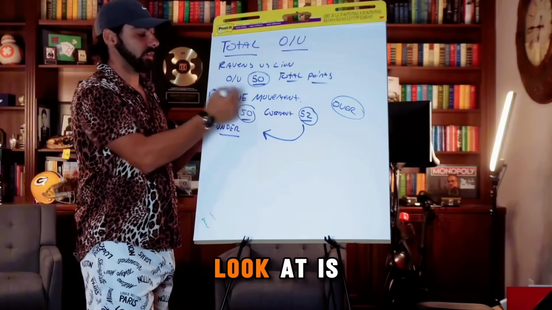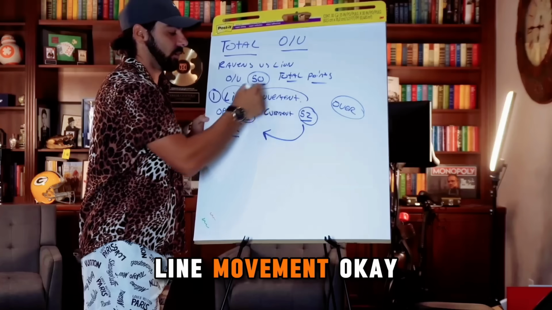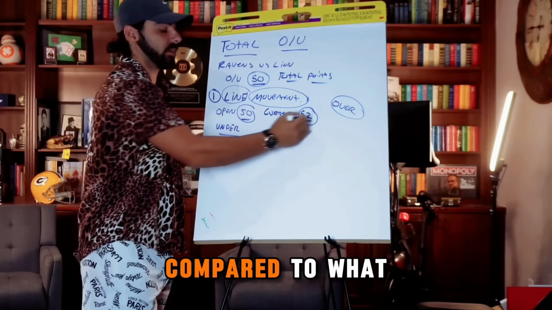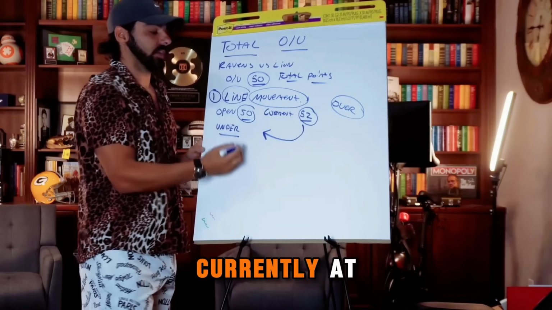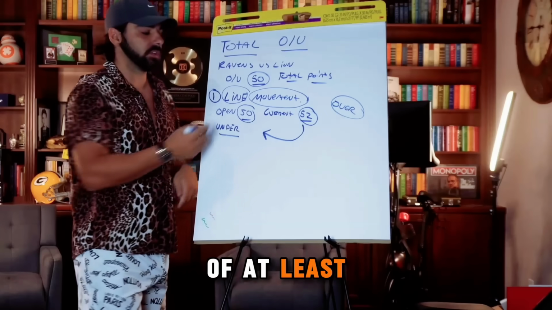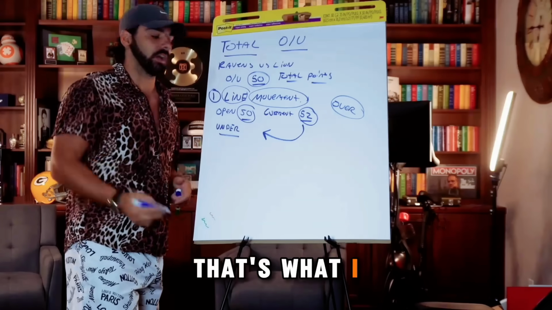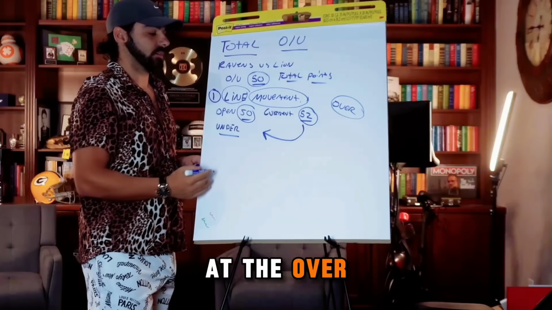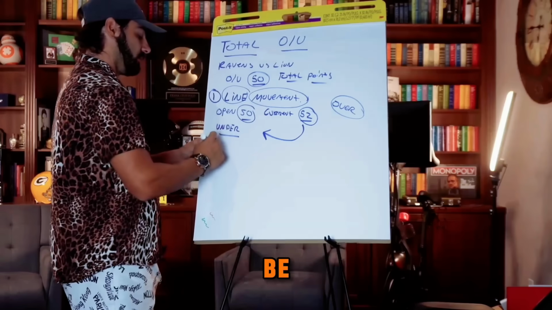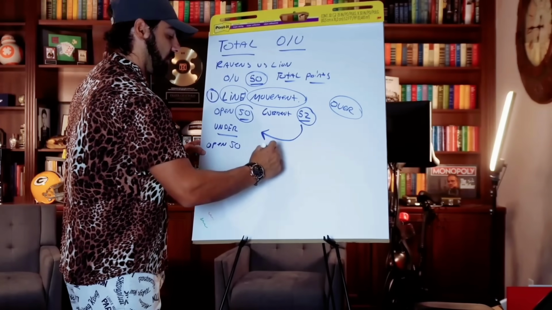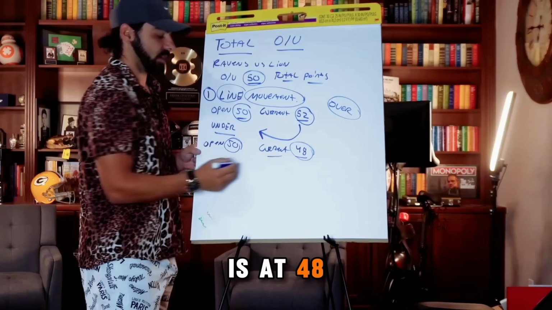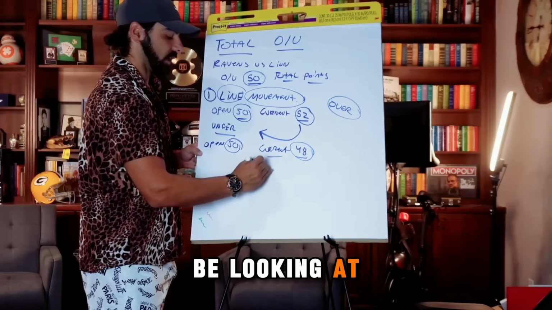But the first thing you want to look at is line movement, okay? Make sure that you have a number where it opened up compared to what it closed at or what it's currently at, a differential there of at least 2 to 3 points. That's what I always like to say. So again, this would be what it looks like to look at the over. What it would look like for the under would be, let's say it opened at 50 and the current line is 48, okay? So open at 50, now is at 48. Now we would be looking at the under.